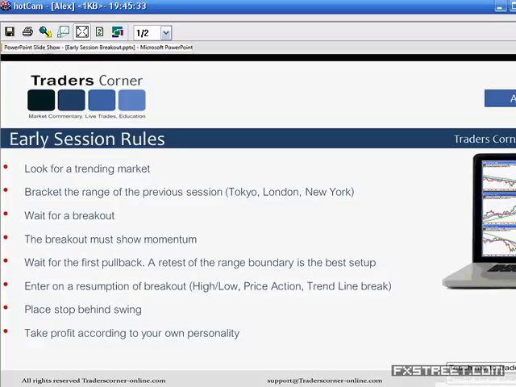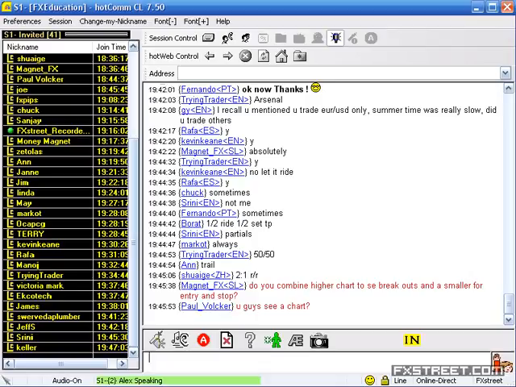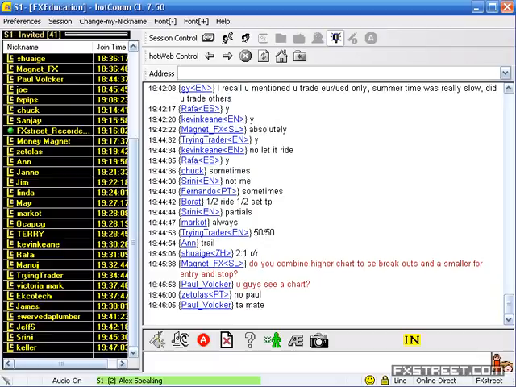Okay, so is everybody happy with that so far? Does anybody have any questions at all? Yes, sorry, Magnet. Yeah, sorry, I forgot to say that. Yes, we look at something like, I mean, ultimately the chart that you use to look for the range isn't that important. You'd use something like a 15-minute or a 30-minute chart to do that. I haven't got the charts up yet, Paul Volker. I'll put them up in a second.